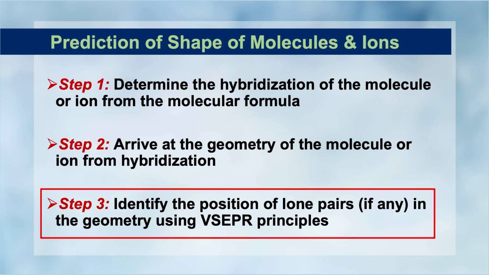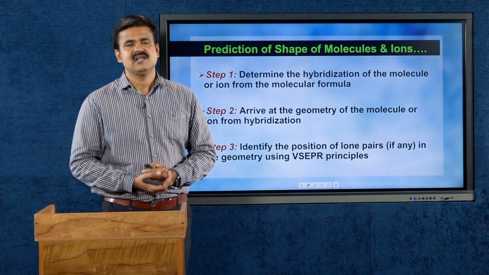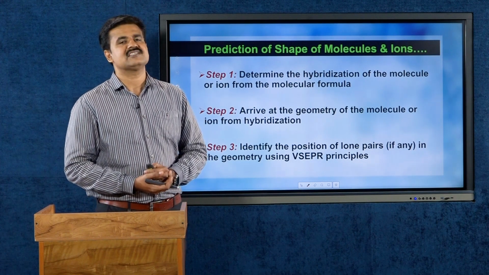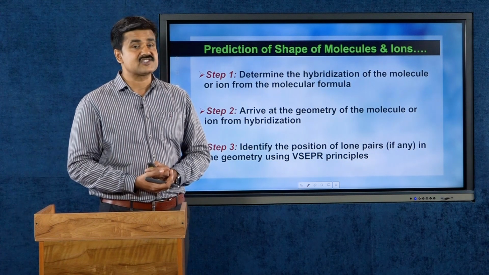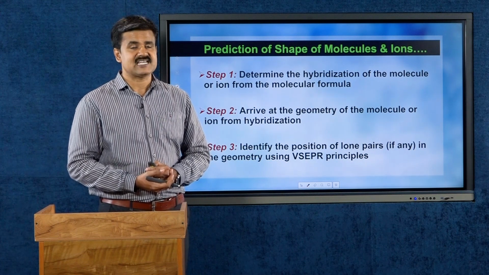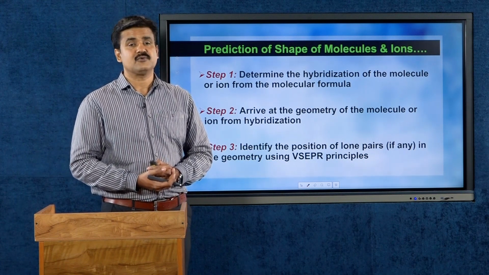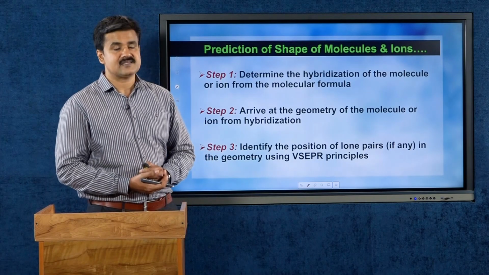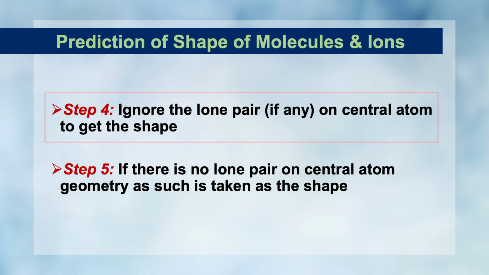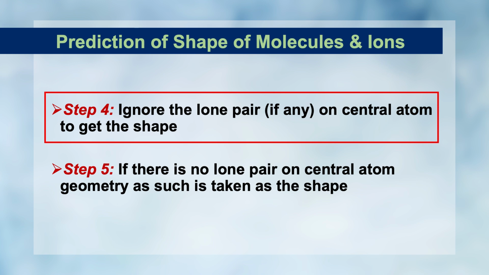In the third step, you can identify the position of the lone pair, if any, on the central atom in the geometry by using VSEPR principles. So, if there is a lone pair on the central atom, you have to fix the position of the lone pair around the central atom on the basis of the principles of VSEPR theory. Now, in the fourth step, you can ignore the lone pair, if any, present on the central atom to get the shape.